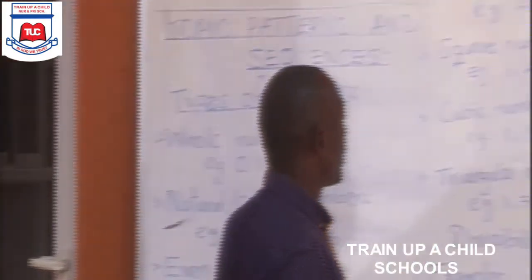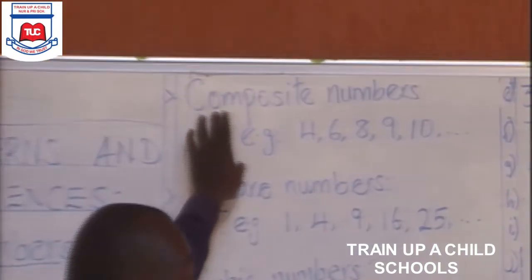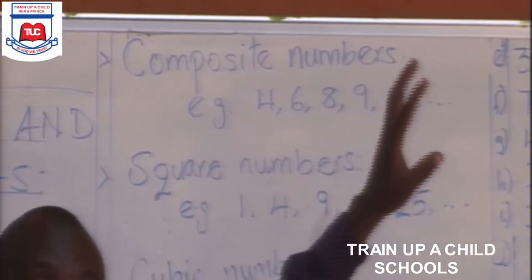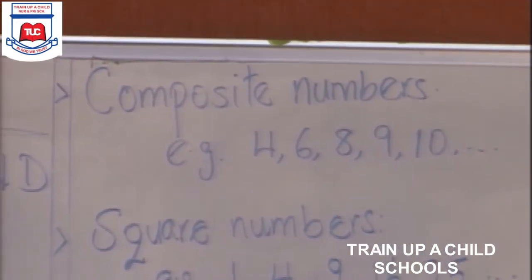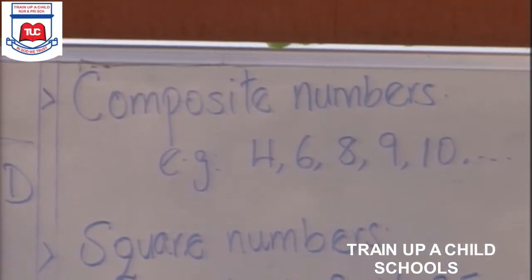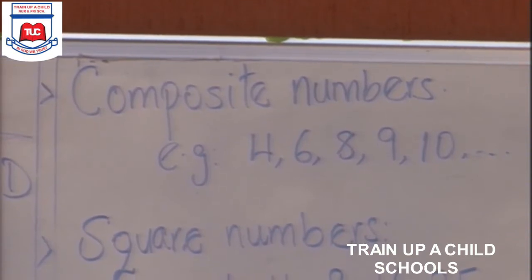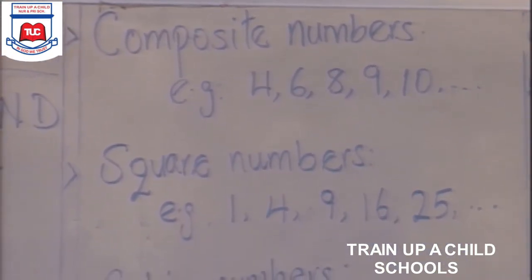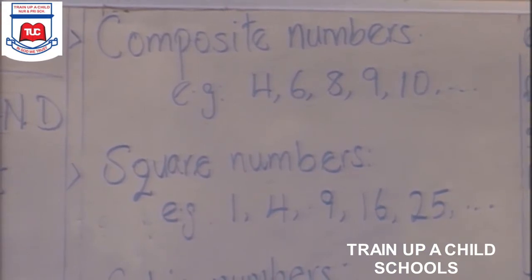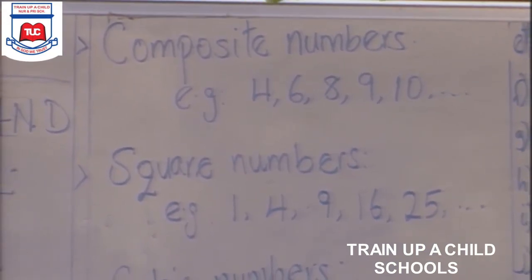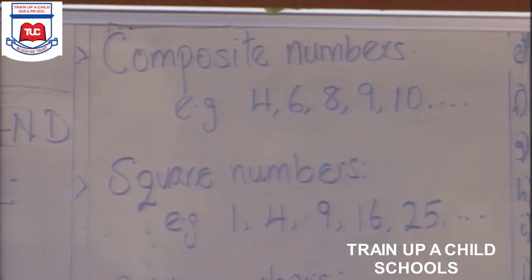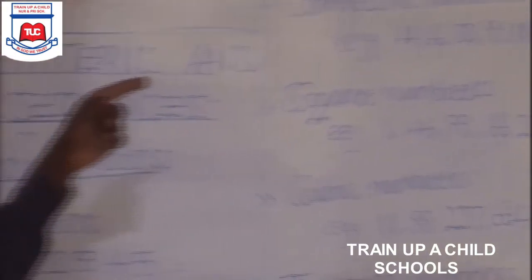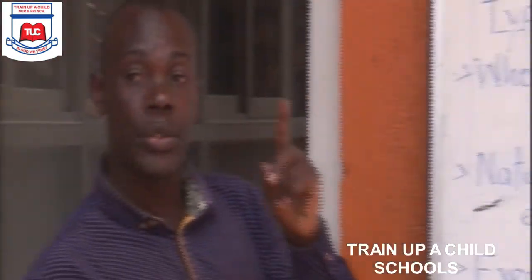Then the opposite of prime numbers is composite numbers. Composite numbers are those numbers that have more than 2 factors. All those numbers that don't qualify to be prime numbers are composite numbers. The exceptional ones are 0 and 1. 0 is neither prime nor composite. Why? It has only 1 factor, whereas prime numbers must have 2 factors.